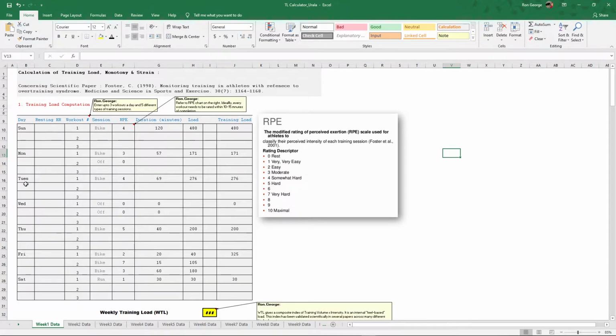So this is a table consisting of the day of the week, and each column has specific information. If it's biking or a brick workout or a run workout, whatever it is, you select it. Then you rate it as per this chart, and again, a coach would describe how this is to be used before anyone starts using this. So just be mindful of that. The duration in minutes, and then the load is automatically calculated from those two pieces of information, and you get the training load.